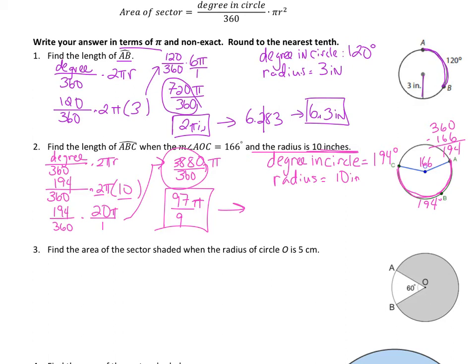Now for the non-exact answer, I want you to write down what your non-exact answer is, and don't forget to round to the nearest tenths place. What you should have gotten then was 33.859. When we round to the nearest tenths place, it would be 33.9, and again, this would be in inches. So would the other one.